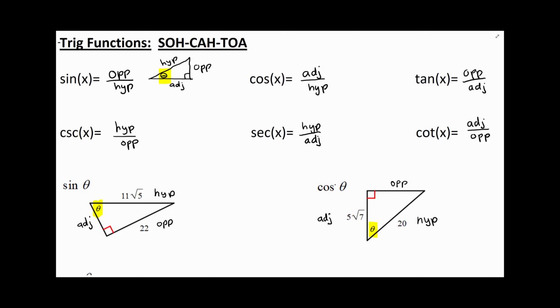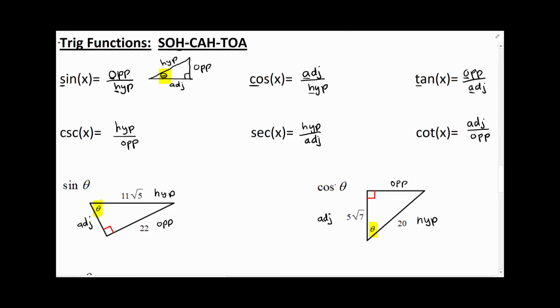So S, and then O and H. That's where we get the SO. For cosine, it's the adjacent over the hypotenuse. So A H, so CAH, and tangent is the opposite side, so that's where we get the TOA.